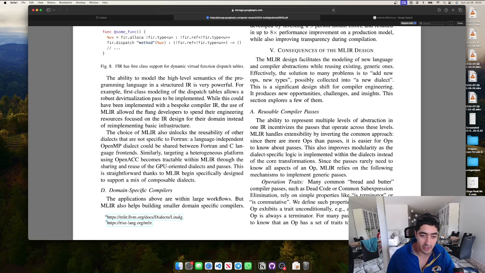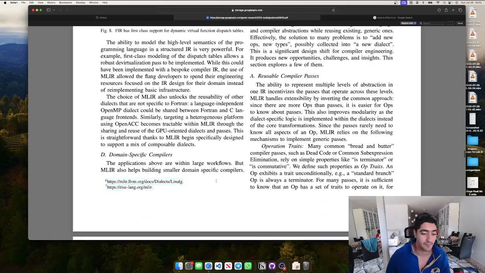The choice of MLIR also unlocks the reusability of other dialects that are not specific to Fortran. A language-independent OpenMP dialect could be shared between Fortran and C language frontends. Similarly, targeting a heterogeneous platform using OpenACC becomes tractable within MLIR through the sharing and reuse of the GPU-oriented dialects and passes. This is straightforward thanks to MLIR being specifically designed to support a mix of composable dialects.